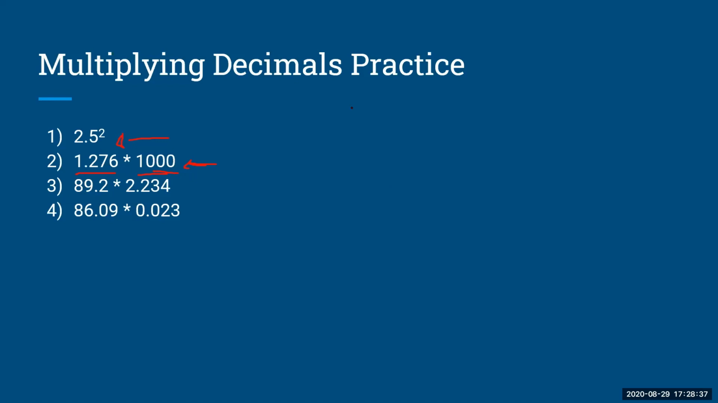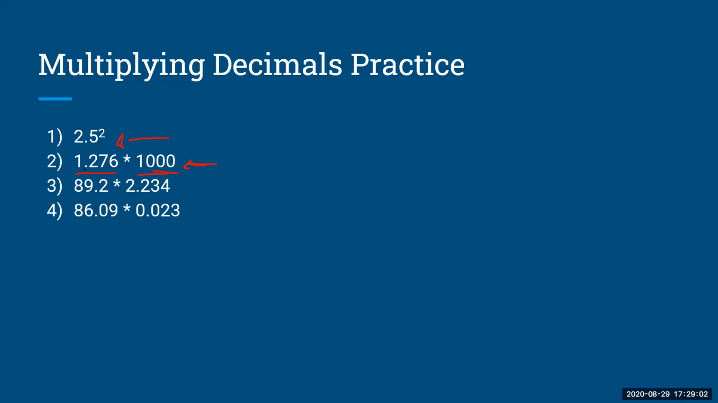Okay, so let's do the number 3 example. So you have 89.2. Oh, whoops. I wrote it wrong already. Okay. So notice that 2.234 has more digits than 89.2. So I recommend, you don't have to, I recommend you put it on top.